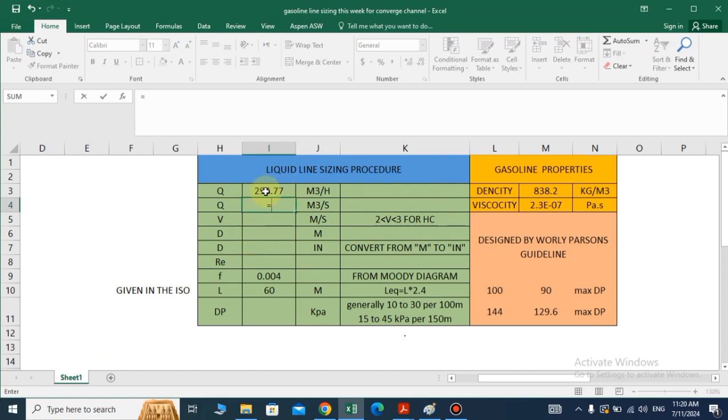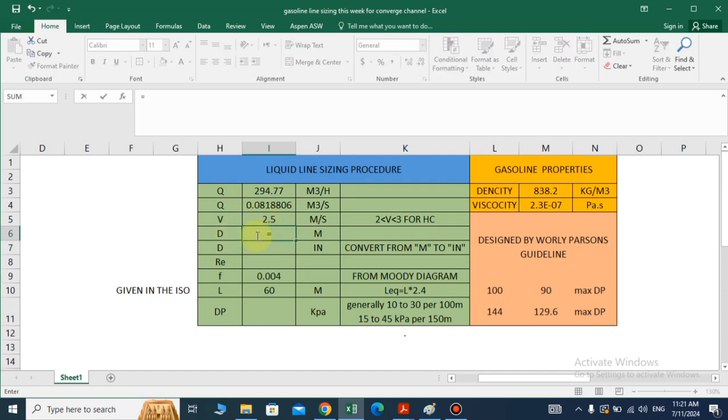Press equal. We have the flow rate of the feed, which is given, and the density and viscosity of the feed as well. We have to change the unit of this feed into seconds, so divide cubic meter per hour into cubic meter per second by dividing this by 3600. Our recommended range of velocity is between 2 and 3. I'm going to take the average of these two as our first trial.